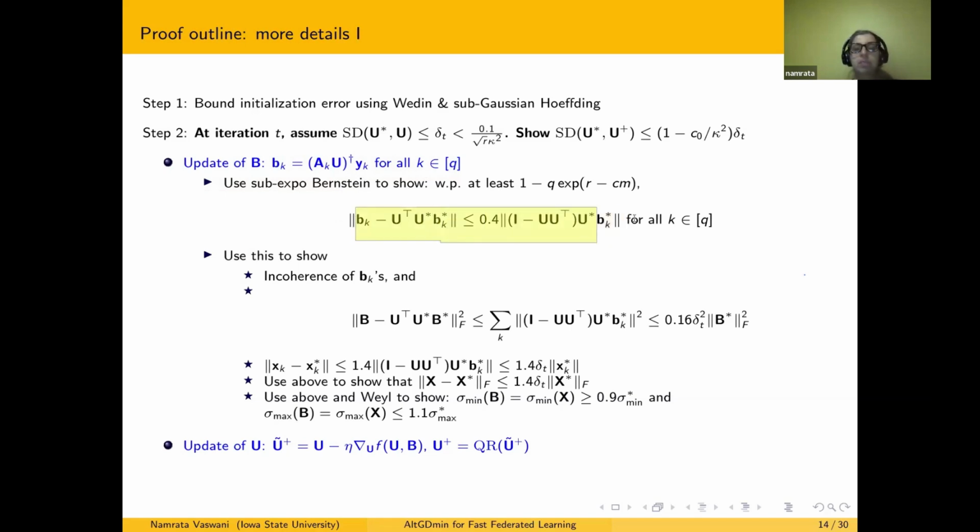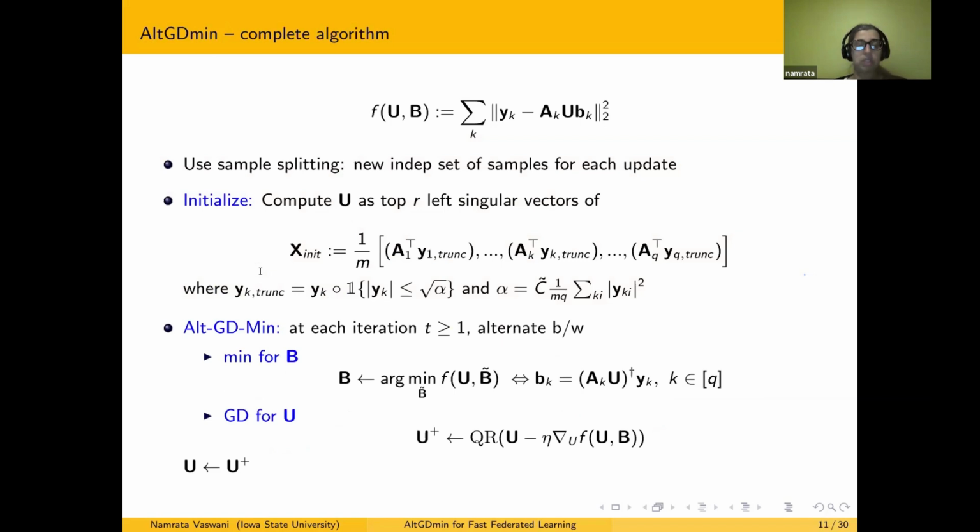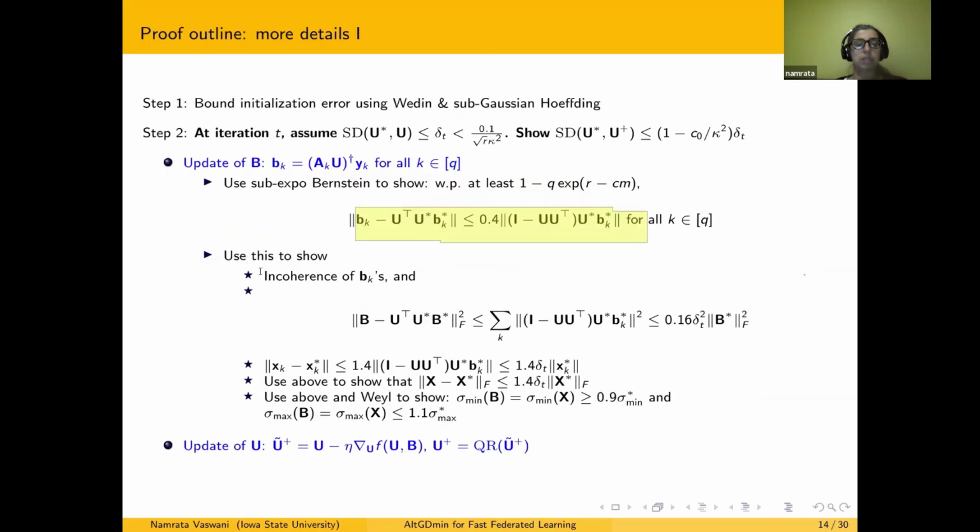So essentially, this is my high probability bound. Then the next 4 steps are linear algebra. I bound B minus a rotated version of B star, and then I get a column-wise bound on X minus X star also. And finally, I lower bound sigma min of B and upper bound sigma max of B.